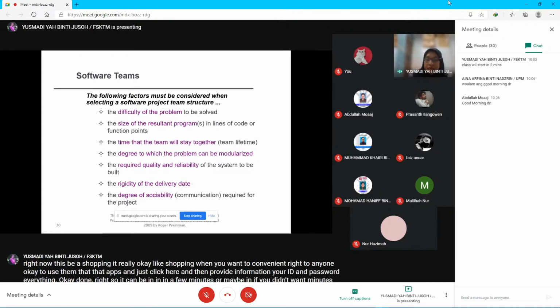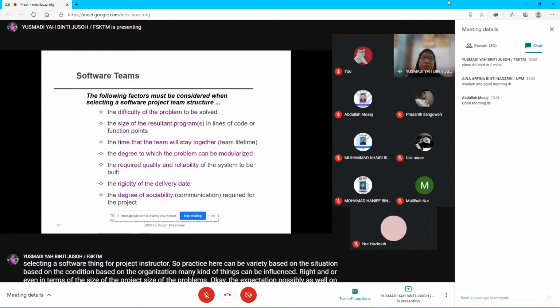So on software, the following factors must be considered when selecting a software project team structure. The factors here can vary based on the situation, the condition, the organization. Many kinds of things can influence it, right? Even the size of the project, the size of the problems, and the expectation, possibly on the expectation of the end user or the customer, can vary. So this is some of the example.